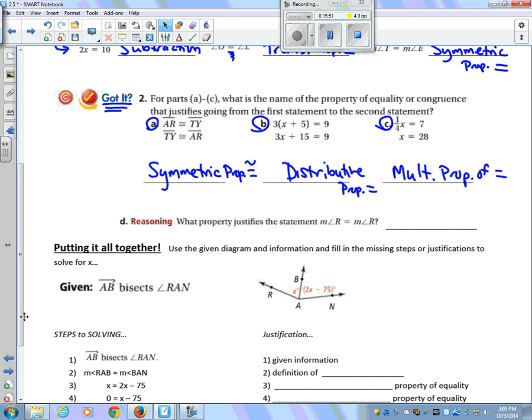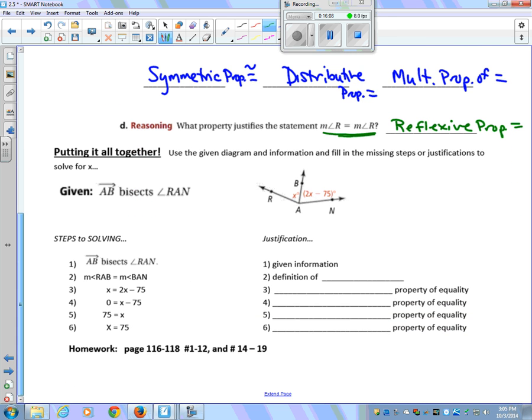Part D, what property justifies the statement the measure of angle R equals the measure of angle R? Again, that's just repeated on both sides, so it's the R word, reflexive property of equality.